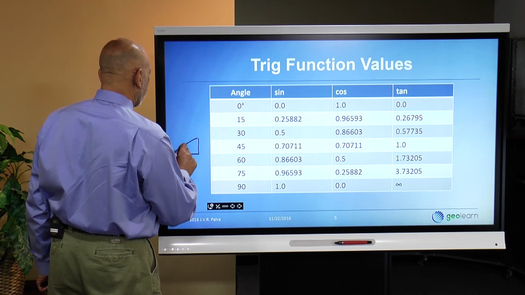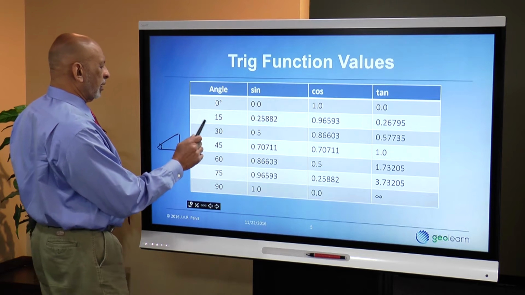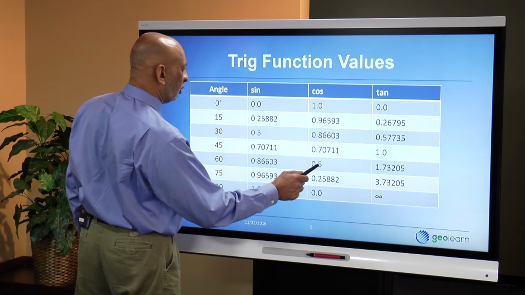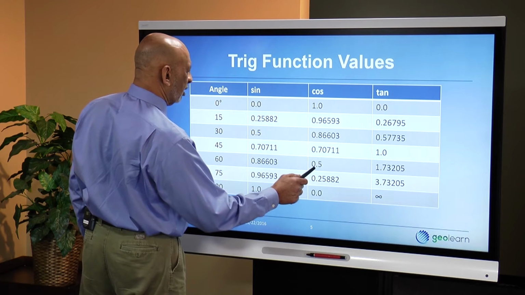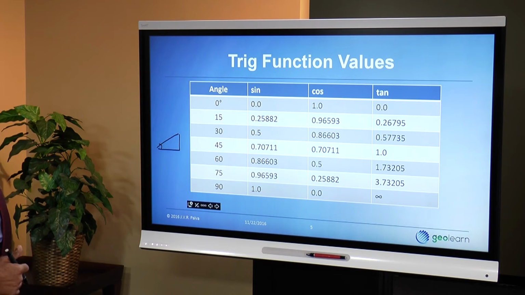All right, the sine is the opposite divided by the hypotenuse. So what we're saying now is that the opposite side is half the length of the hypotenuse when the angle is 30 degrees. And conversely, if you look at 60, you notice that the cosine is 0.5 at 60 degrees. And you see these other variations.